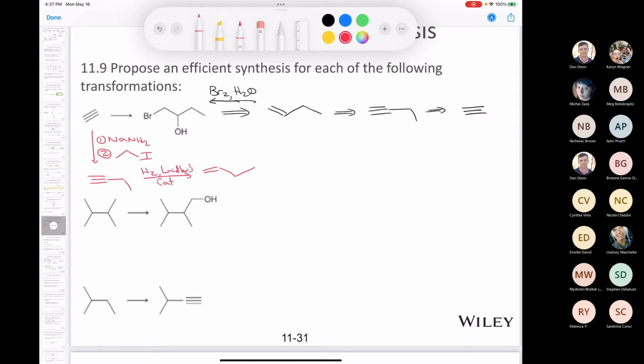If you're wondering, hey, couldn't I reduce the 1-butyne to 1-butene using sodium metal reduction? The answer is no. This will not work. You've got to use Lindlar's catalyst. And then the last step is just to treat it with bromine and water. Give me a thumbs up if you follow me on that synthesis.